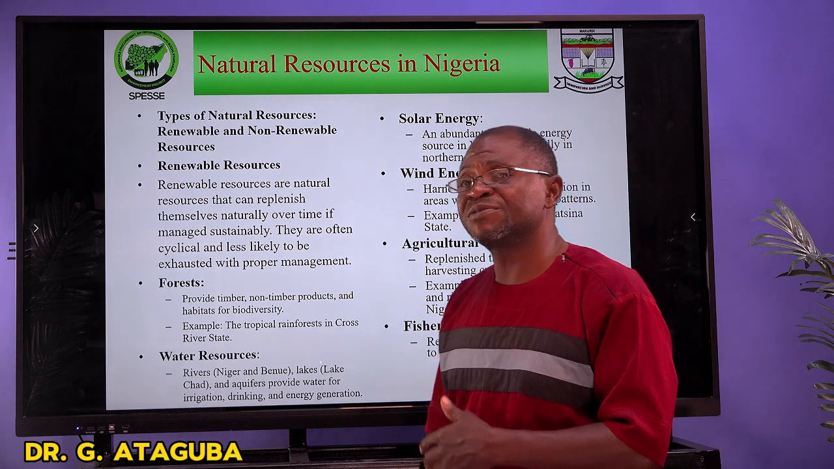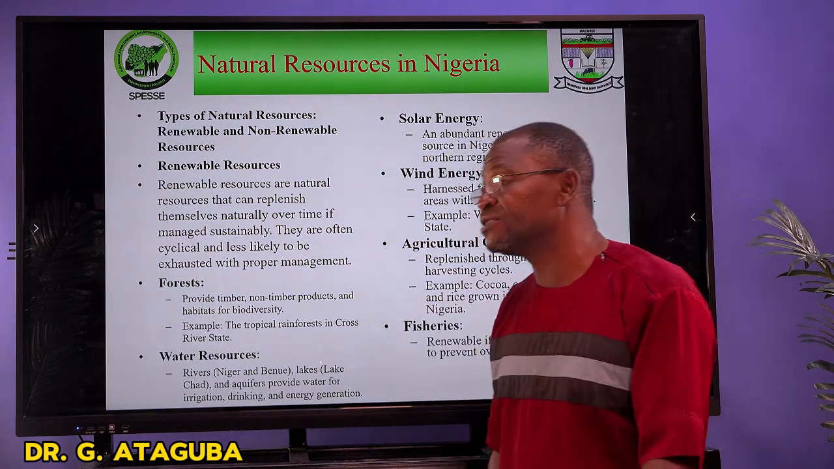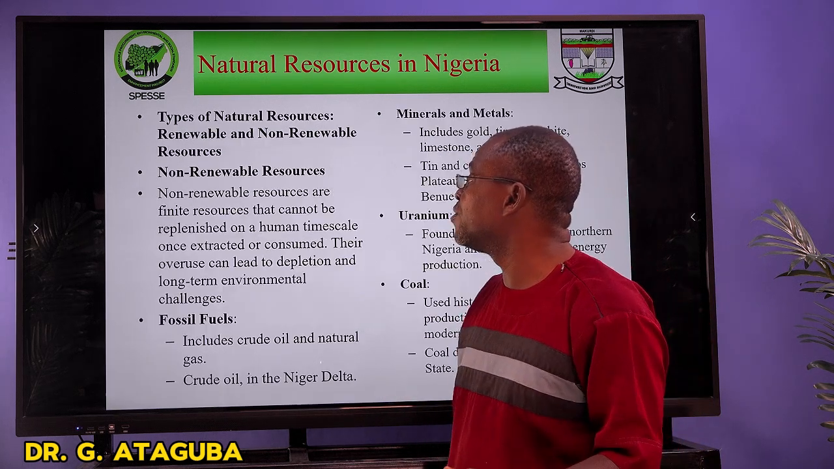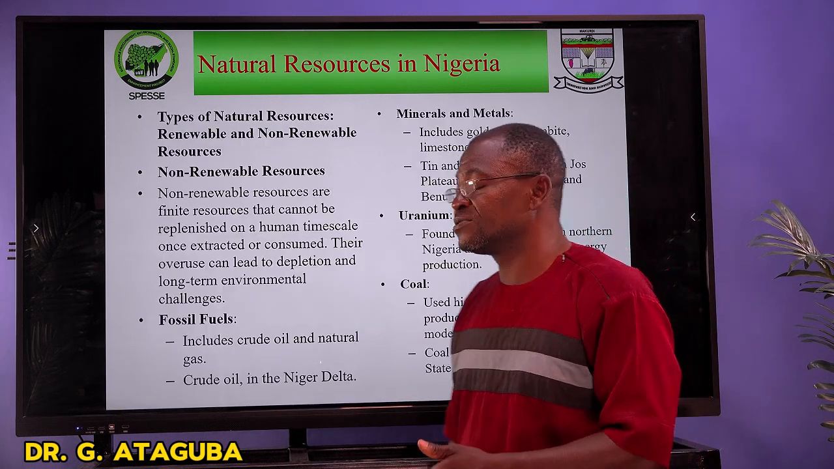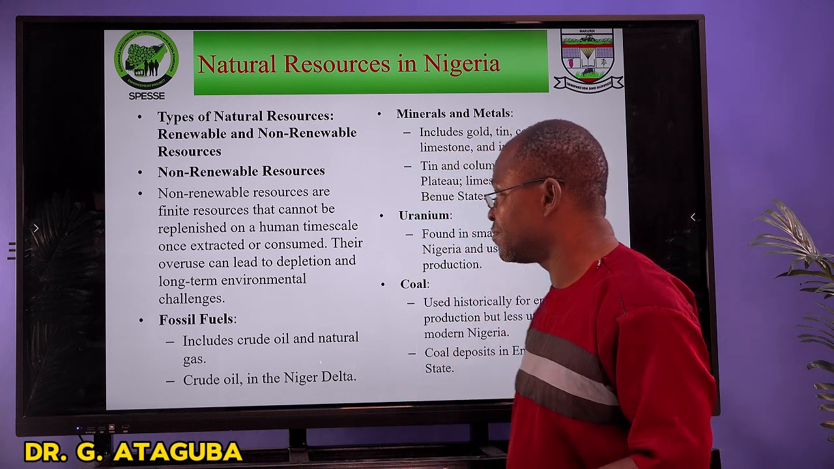There are two types of natural resources that are available in the country. We have the renewable natural resources, those that can be replenished with time, and then the non-renewable natural resources, those that will not be replenishable within a very short period of time.